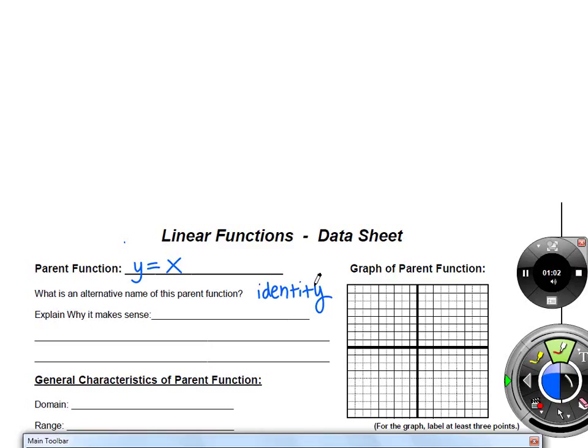okay? So take a second, because remember, these count as kind of an important portion of your notes, right? Their own separate section. Whatever x equals, y equals also. Good. All right, so he said, so if you don't have a good explanation, you can copy his. It is known as the identity function because whatever x equals, y equals also.